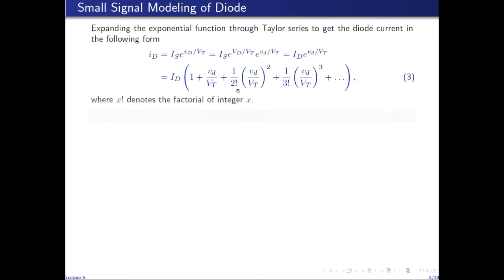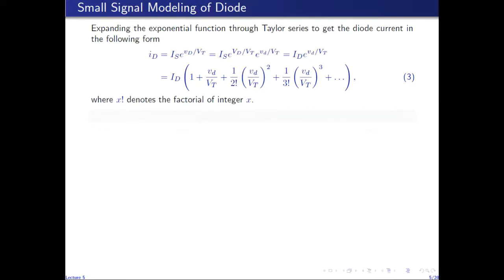So this exclamation mark here represents factorial. So this is 2 factorial, 3 factorial. We'll have a term with 4 factorial in the denominator to the power 4. Then we'll have a term to the power 5 and so on. So there are infinitely many nonlinear terms in this expression, which makes this expression highly nonlinear.